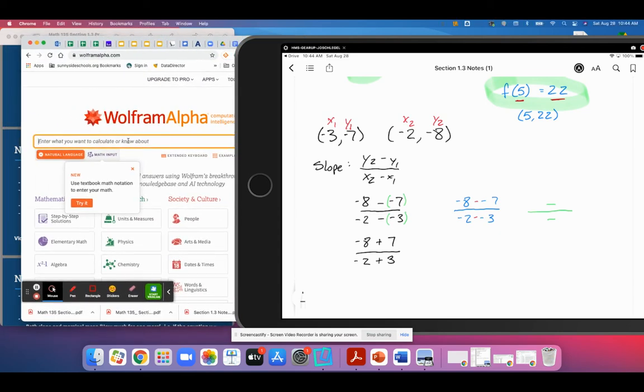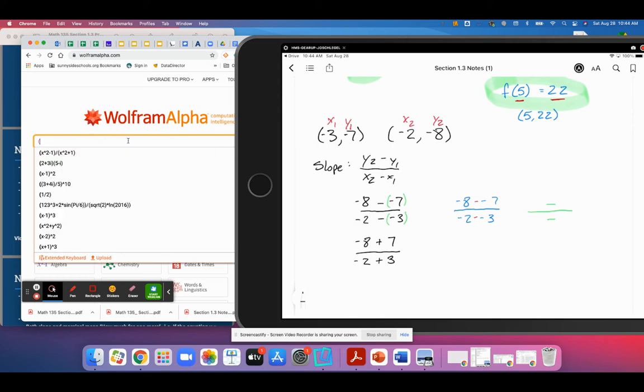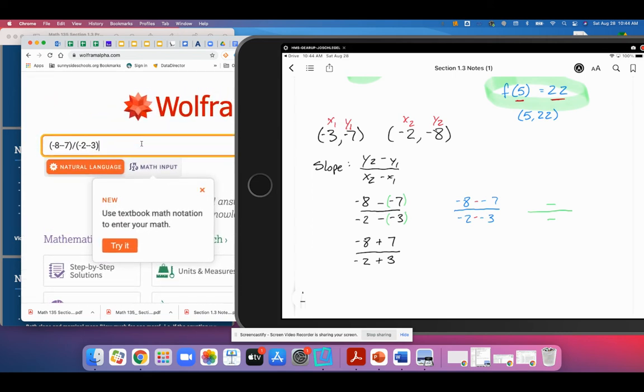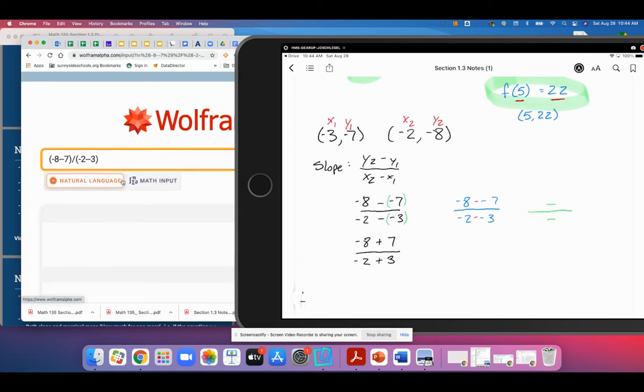The way that we're going to enter this into Wolfram is we're going to have to put things in parentheses so that the entire thing ends up in the numerator of the fraction. We will have -8 minus -7. Close my parentheses. In the denominator, I will have -2 minus -3. And I'll zoom in on this a bit. So again, that's how we're going to do that. There are 2 minus signs right there, and there are 2 minus signs right there. I believe that Wolfram will interpret that correctly.